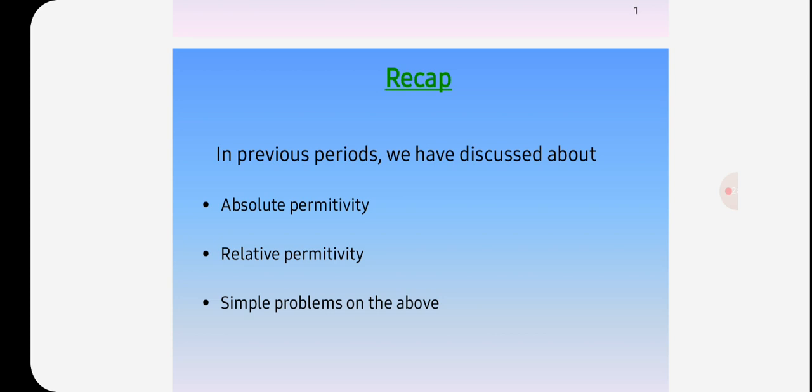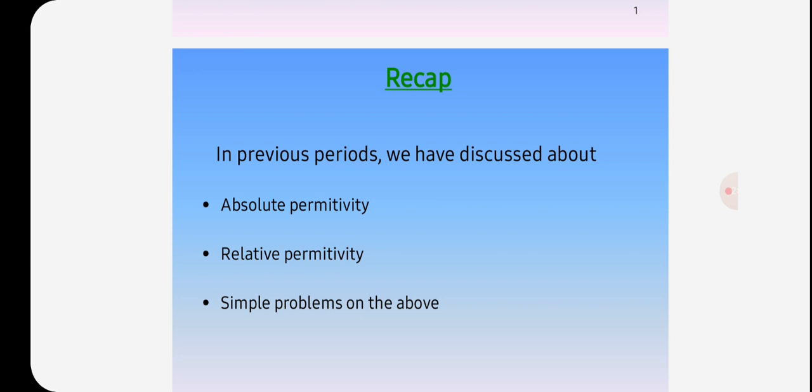Each medium has two permittivities. They are absolute permittivity and relative permittivity. Absolute permittivity is actual permittivity of the medium. It is denoted by the Greek letter epsilon and is measured in farad per meter. The absolute permittivity of air or vacuum is denoted by epsilon naught and is equal to 8.854 into 10 to the power minus 12 farad per meter.